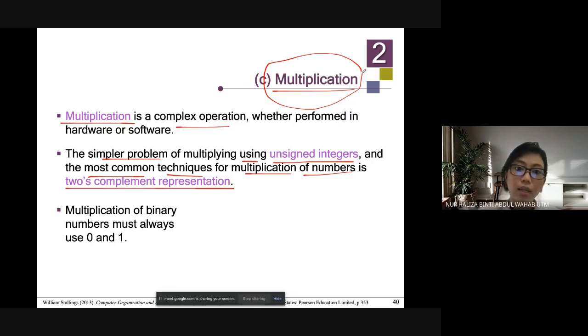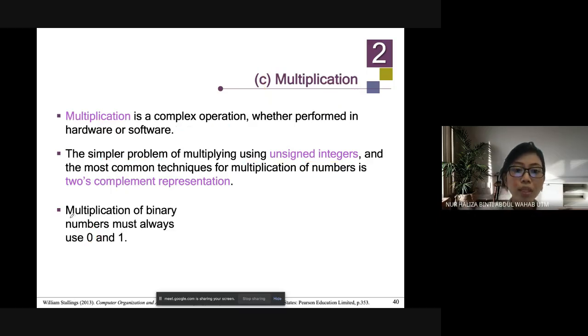How do we multiply? Usually 1 times 0, 2 times 0, 3 times 0, everything will get 0. How do we multiply, especially when we have only 0 and 1 in our binary? Of course we will usually get 0 if we are dealing with 0, right? So let's see what happens next. So multiplication of binary numbers must always use 0 and 1. Of course, because we are dealing with our computation numbering system. Of course, we only have the binary number.